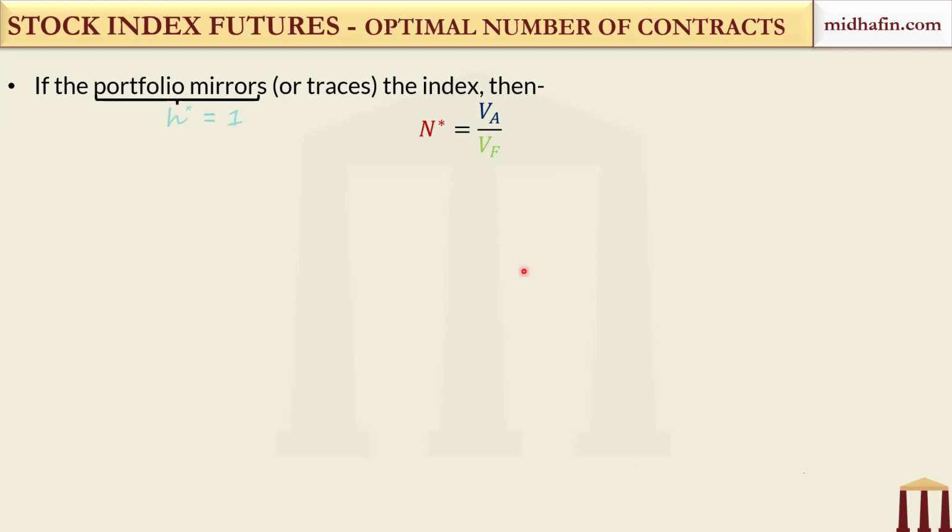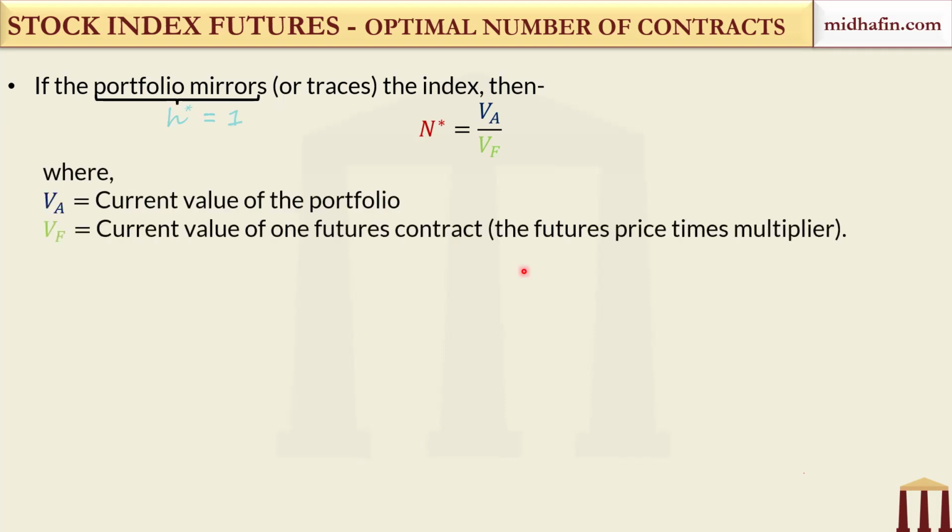H star is simply equal to 1, where of course VA is the current value of the portfolio and VF is the current value of one futures contract, which is calculated like this. We'll see an example of this part, IL multiplied by M. Now coming to the questions.